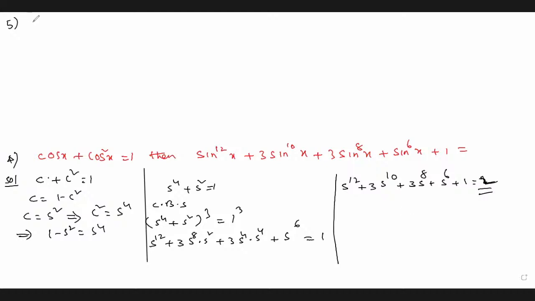Fifth one. 8 cos x plus 15 sin x is equal to 15. Then find, that means he asked you to find, the value of 8 sin x minus 15 cos x. Take down this problem.